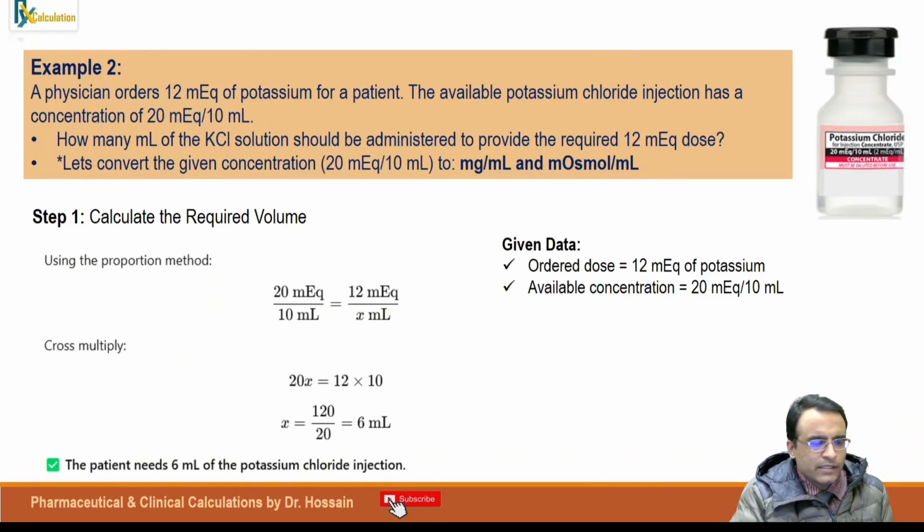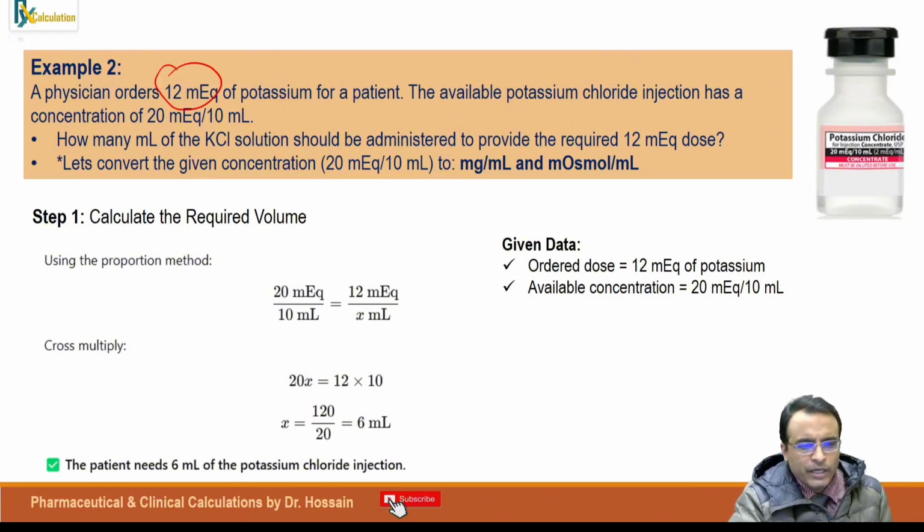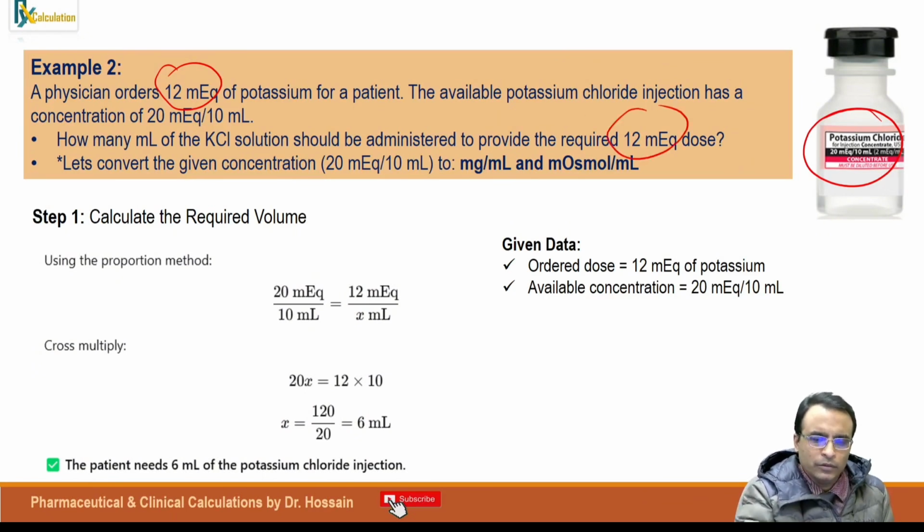Let's read this example first. A physician ordered 12 milliequivalent of potassium for a patient. The available potassium chloride injection has a concentration of 20 milliequivalent in 10 milliliter. How many milliliters of this potassium chloride solution should be administered to provide the required 12 milliequivalent dose?